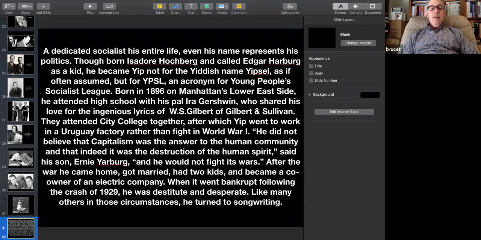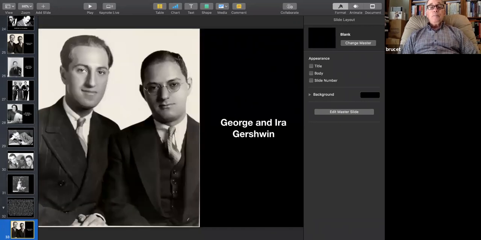But after the war, he came home, got married, had children, and became the co-owner of an electric company when it went bankrupt. Following the crash of '29, he was destitute and desperate, and like others in those circumstances, he turned to songwriting. And there his friend Ira Gershwin could give him encouragement.